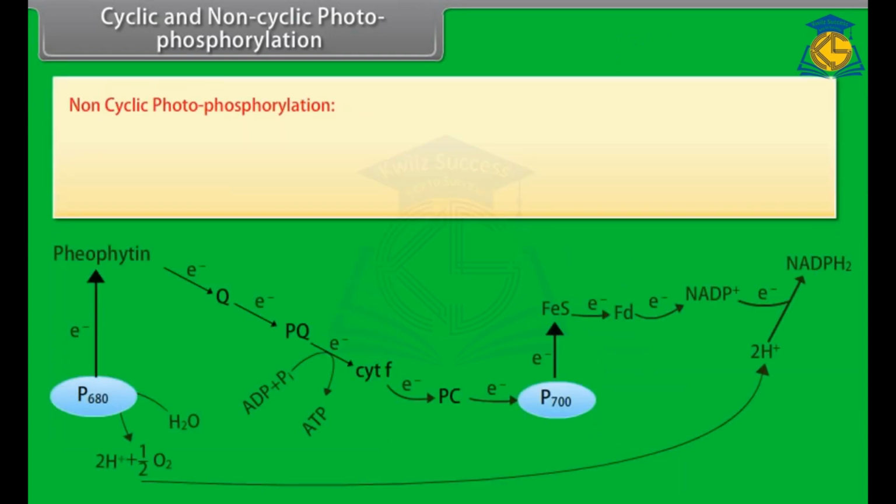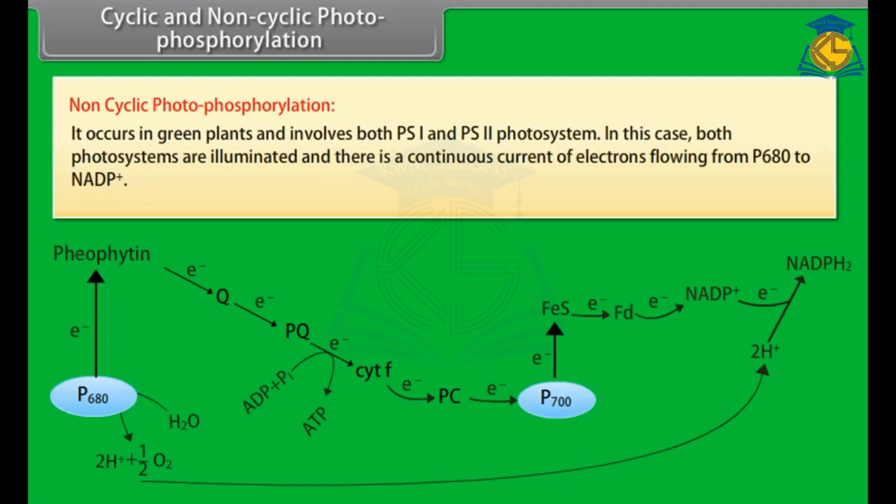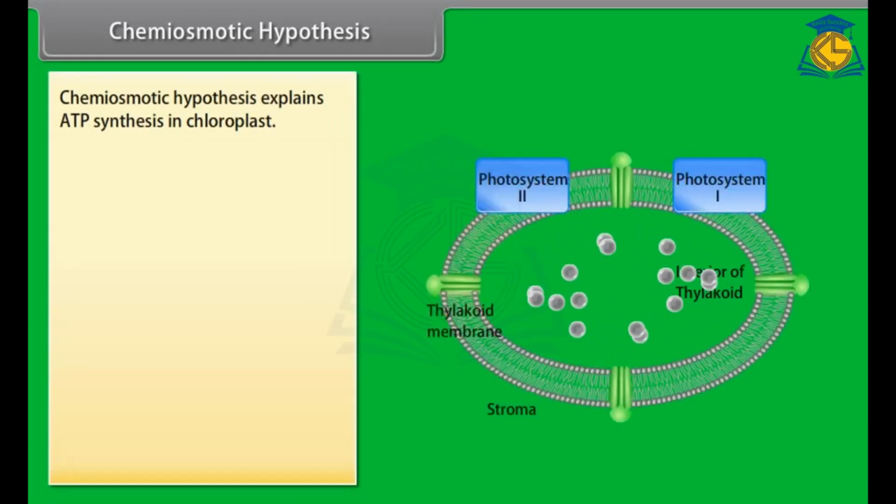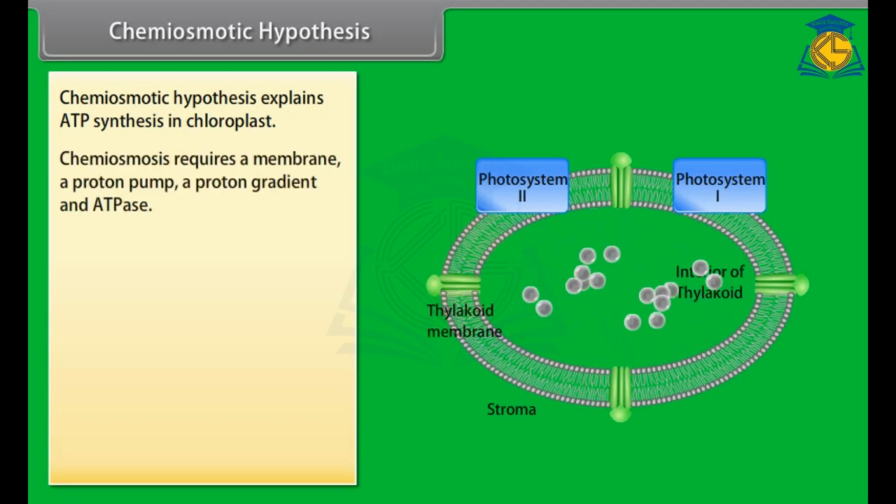Non-cyclic photophosphorylation occurs in green plants and involves both PS1 and PS2 photosystems. In this case, both photosystems are illuminated and there is a continuous current of electrons flowing from P680 to NADP+. Chemiosmotic hypothesis. The chemiosmotic hypothesis explains ATP synthesis in chloroplast. Chemiosmosis requires a membrane, a proton pump, a proton gradient and ATPase.